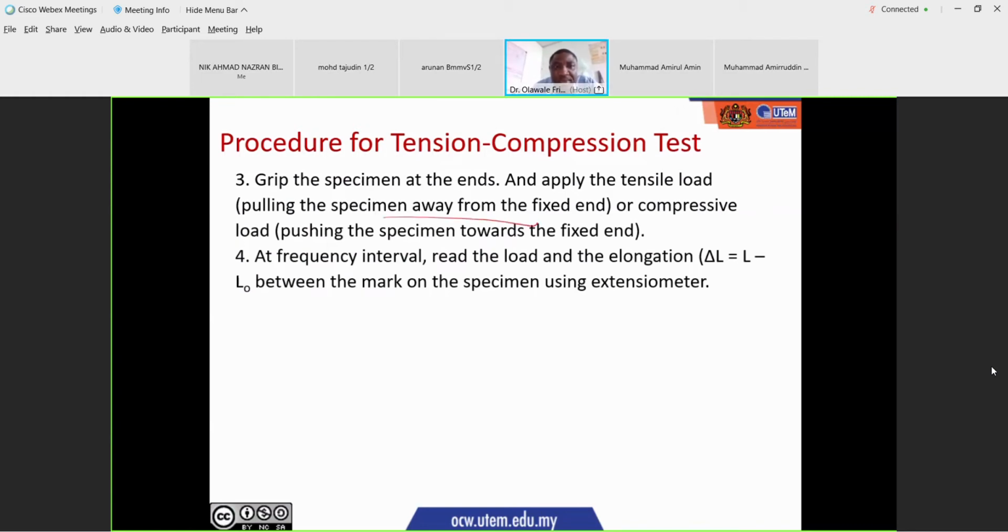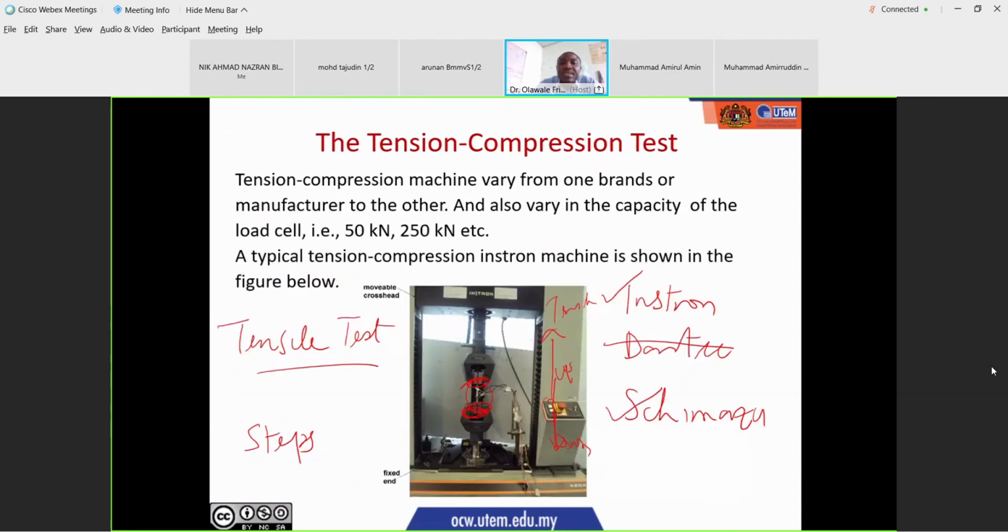Now, one thing I failed to mention earlier, for this machine, one end will be movable, the other end will be fixed. Depending on the brand and the machine, movable could be down, fixed could be up, or the other way around. It doesn't matter. But the most important thing is one end fixed, the other movable.